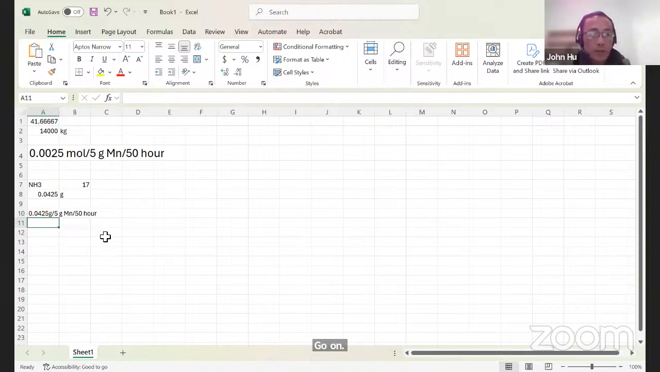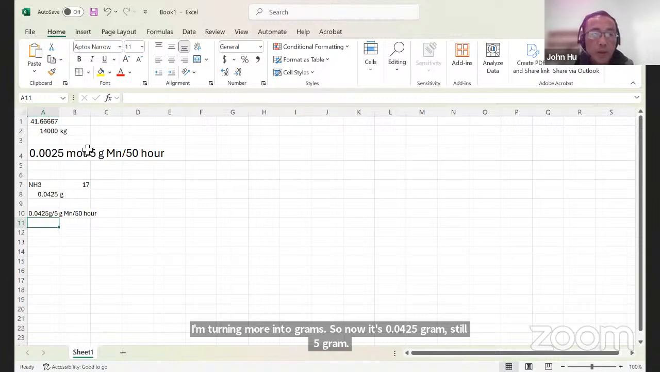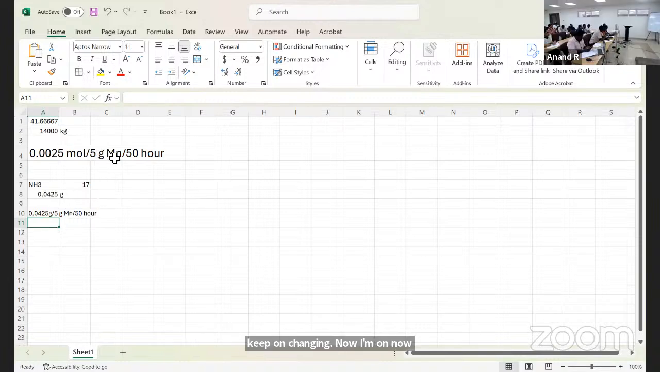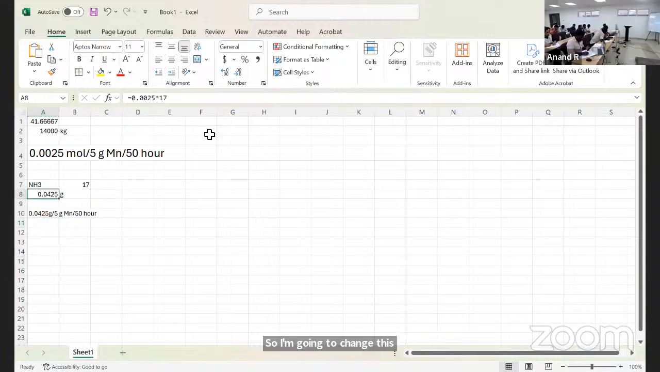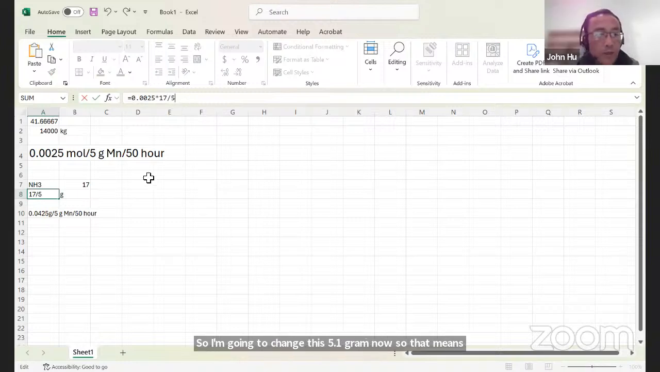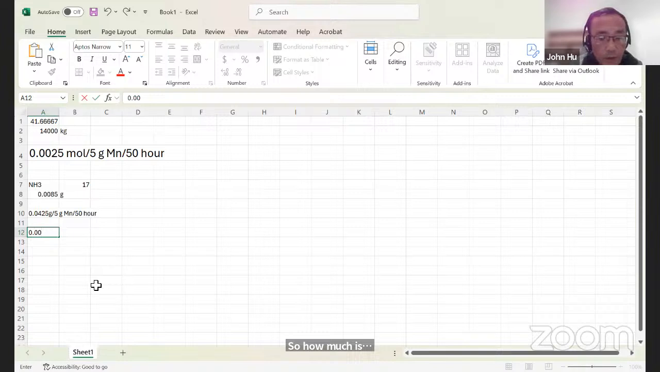So I want to show step by step. I'm only changing one parameter at one time, okay? So I'm changing mole into grams. So now it's 0.0425 gram, still 5 gram and 50 hours. Let's keep on changing. Now I'm changing this 5 gram to 1 gram. That means this one needs to be divided by 5. I want to make sure you are with me, okay? 0.0085 gram ammonia.